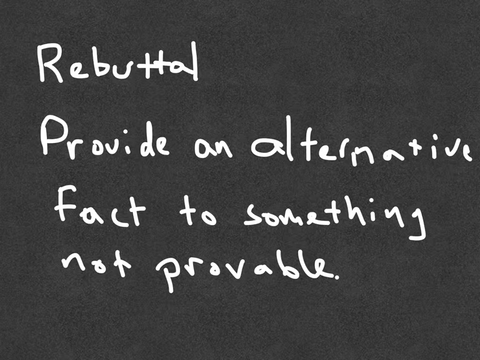The last one is rebuttal. And rebuttal happens when you provide an alternative fact to something not provable. And that something not provable part is the key. It's that the question that you guys are trying to answer or the prompt that you're debating over isn't actually a fact. So rebuttal is probably the one that you're going to use most, in which you provide another alternative.